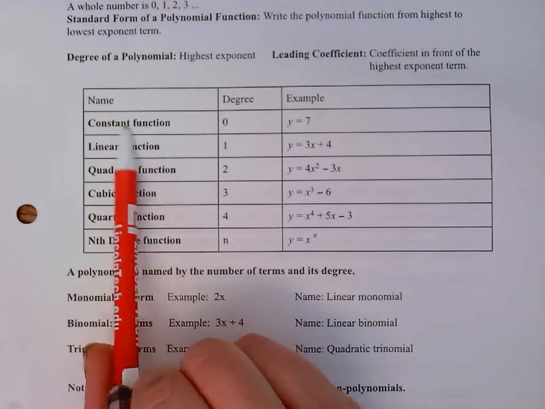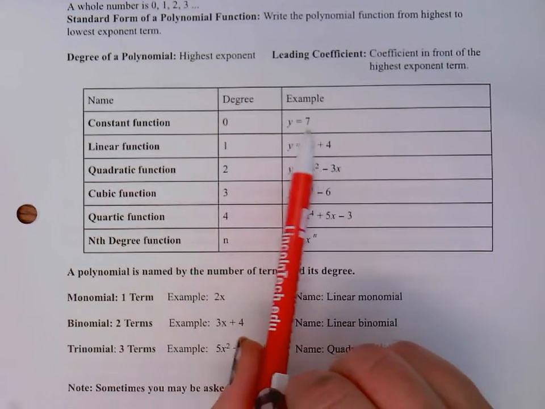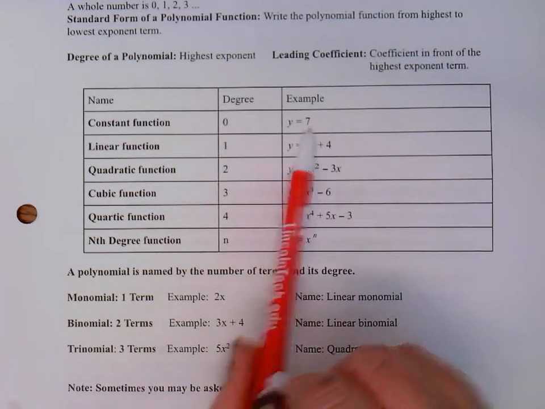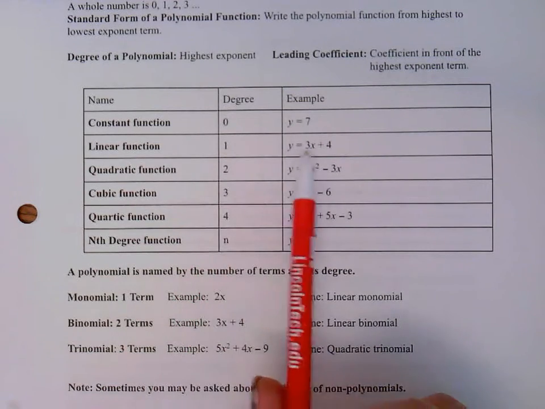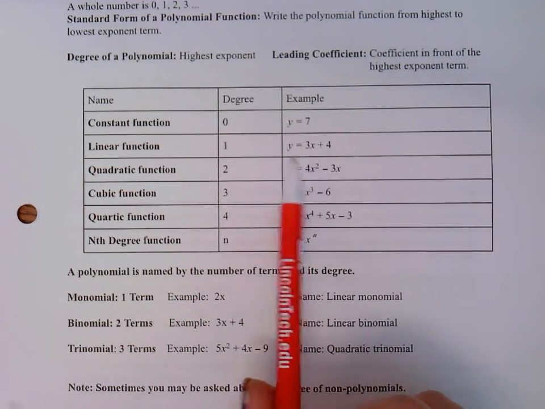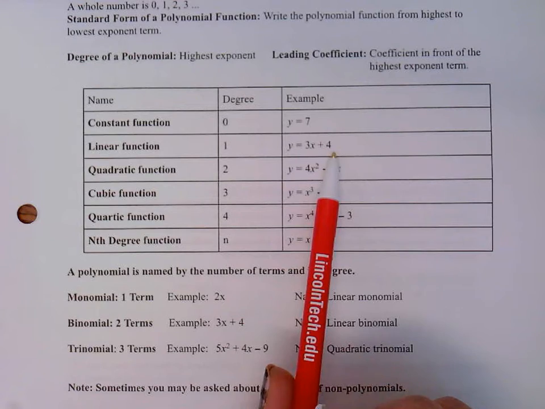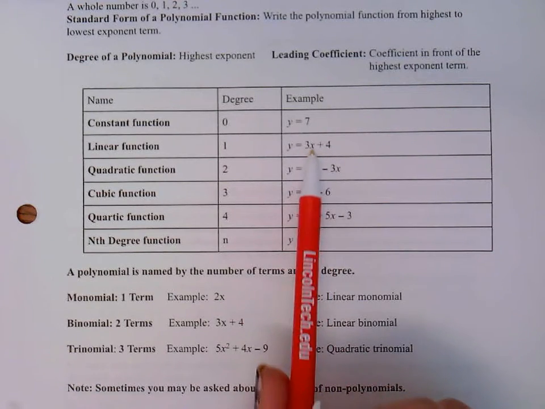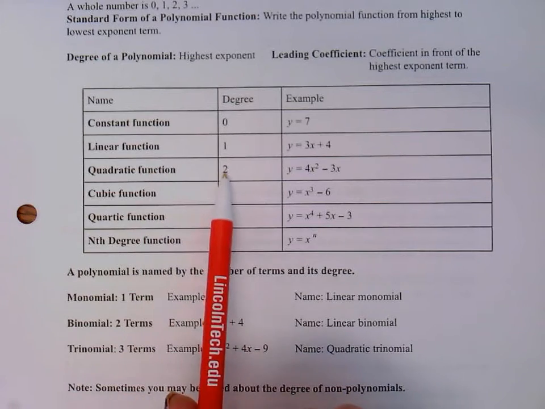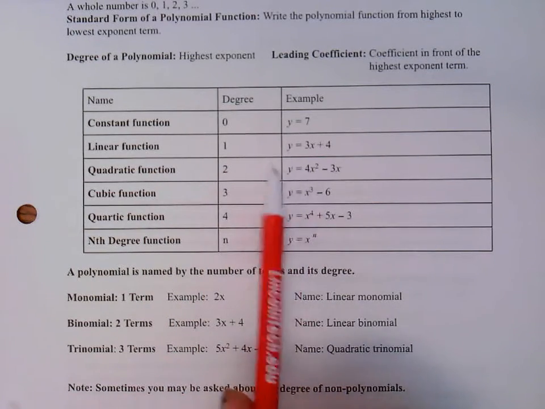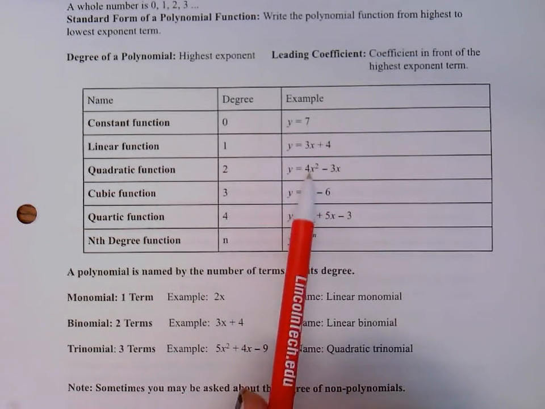A constant function has a degree of 0, like a horizontal line, y equals 7. A linear function comes next. It has a degree of 1. So this function has a degree of 1, y equals 3x plus 4, right? That's just slope-intercept form. You already reviewed how to graph that. Quadratic functions have a degree of 2. This is in standard form. 4x squared is coming first.